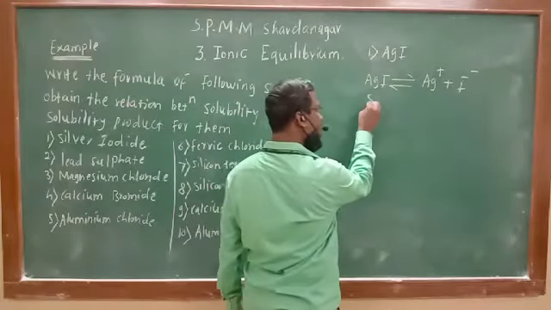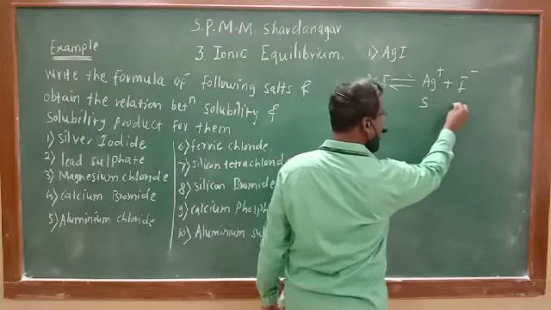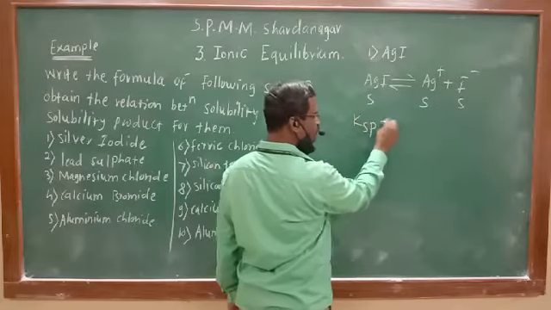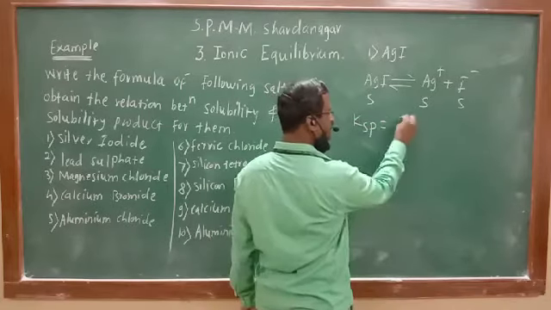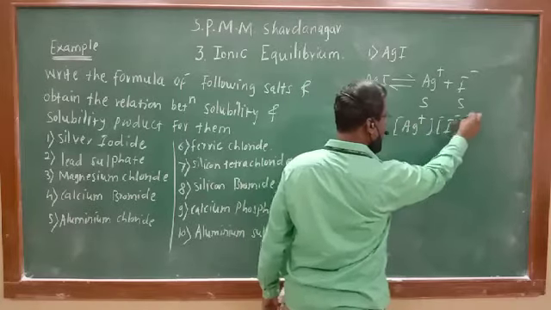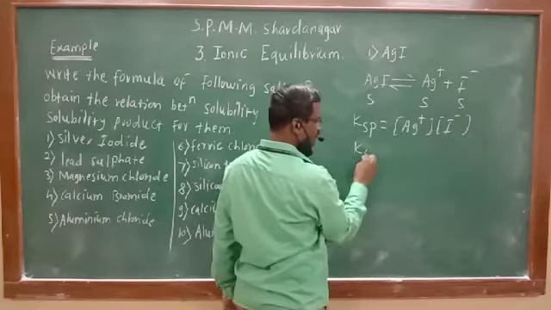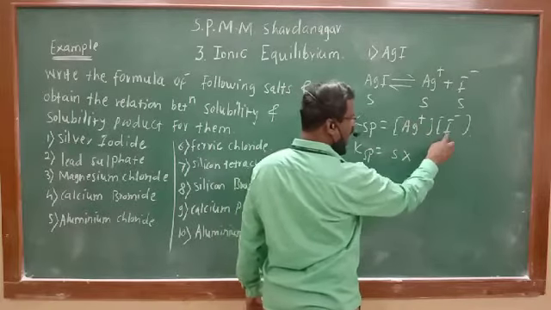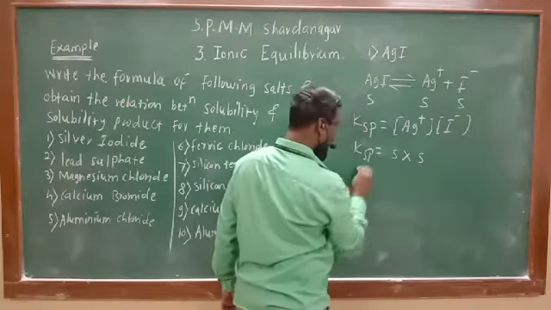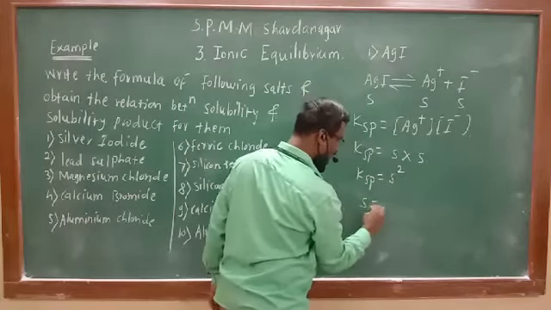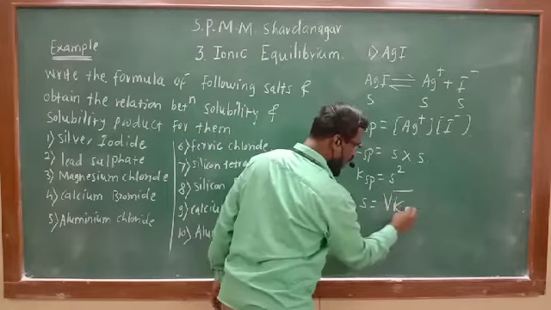So if this is S, this is S, and this is also S, we know the equation for solubility product: Ksp is equal to concentration of Ag+ into concentration of I−. Substituting values, Ksp is equal to S times S. Therefore Ksp is equal to S square, or S will be equal to square root of Ksp.